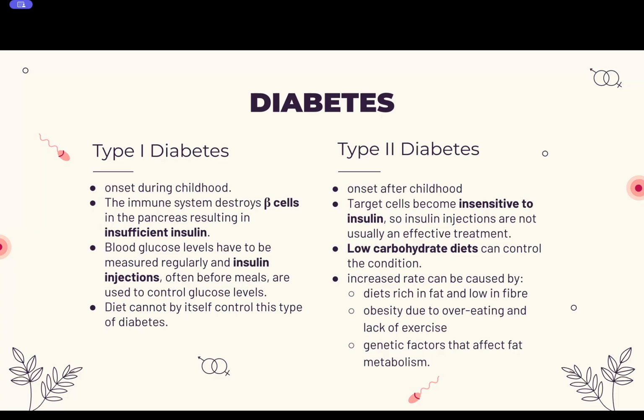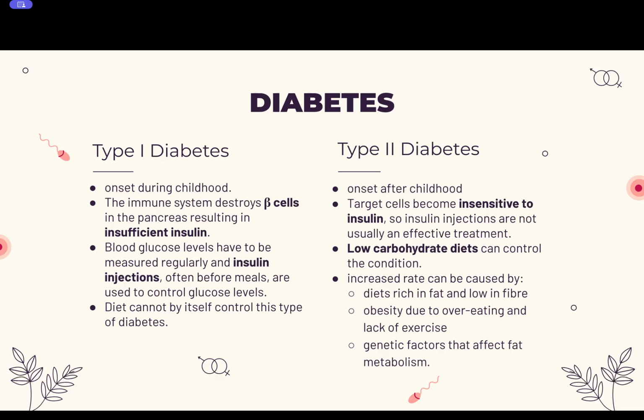Type 2 diabetes usually has onset after childhood, so it can be acquired based on habits. Target cells become insensitive to insulin, which means the liver and the muscle cells will become insensitive to insulin, and they won't convert the glucose into glycogen. So insulin injections are not really an effective treatment.